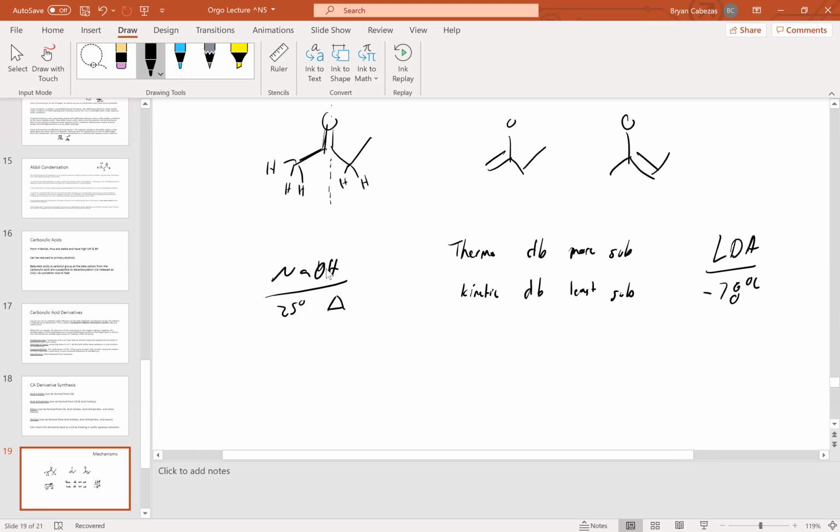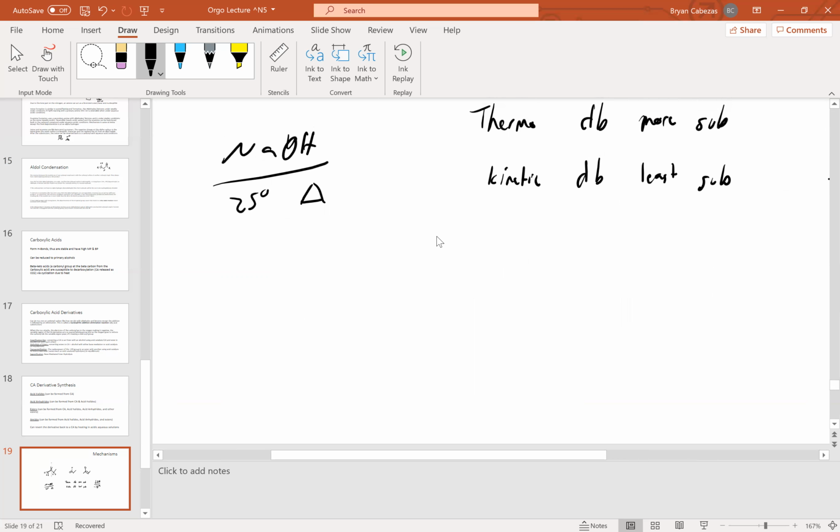If you have something like this, the small base is easily able to deprotonate either side, but to make the more stable product, we have heat, so we're going to look for the most stable and remove it from the more substituted carbon. So what would this reaction look like? Well, let's say we have two different settings for our reaction.